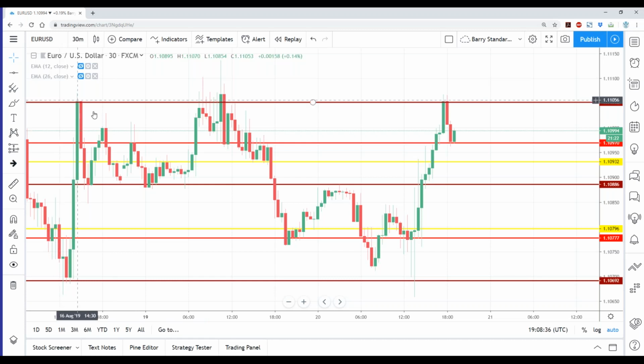So this is my euro chart. We're looking at a 30-minute chart for the euro. This is a current live chart. Now you see all these lines coming across? They are support and resistance lines or levels I already drew on the charts. And I color code my levels based on the time frame in which I found them.